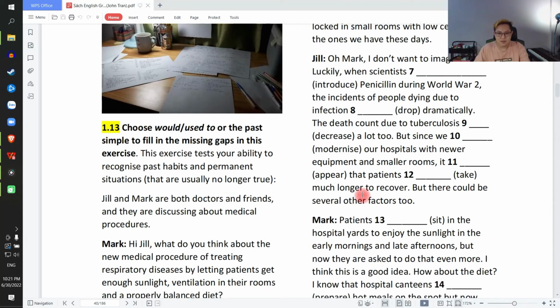Okay. Alright, so let's come to 1.13. You have to choose would or used to or the past simple to fill in the missing gaps in this exercise. And this exercise tests your ability to recognize past habits and permanent situations that are usually no longer true.